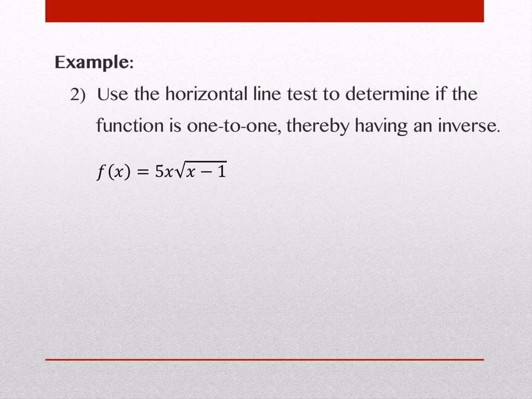So this one says, use the horizontal line test to determine if the function is one-to-one, thereby having an inverse. So again, this is not a calculus problem. This is something we can do without calculus. In fact, you can do it flat out on your calculator. So grab your calculator and go ahead and type in the equation. You can clear out the ones that we had in there from before. Type in the equation 5x times the square root of x minus 1.